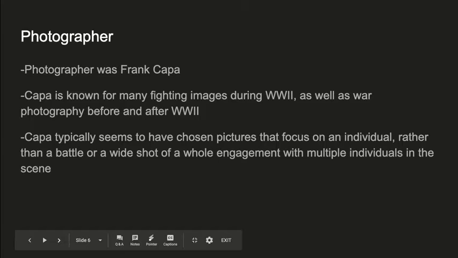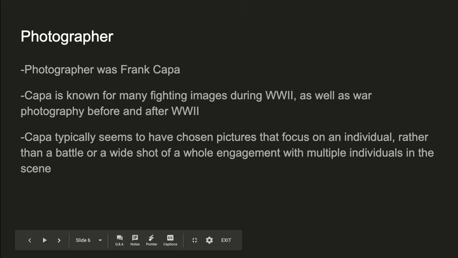The photographer for this picture was Robert Capa. He's the same photographer that we wrote about last week in The Falling Soldier from the Spanish Civil War. Capa was known for photojournalism throughout different wars. He went through the Spanish Civil War, as we talked about. He went through World War II. He also covered wars in Indochina as well. So he was a war photographer both before and after World War II.